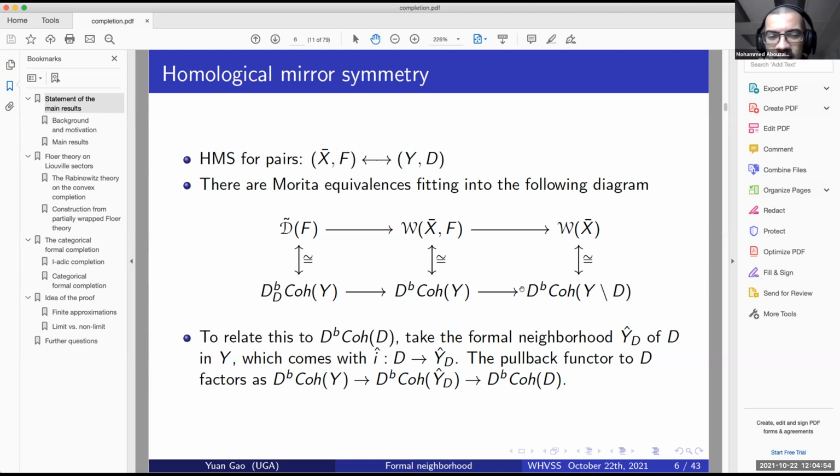Let's see. Okay. The missing part in this diagram is the derived category of coherent sheaves on the divisor D. But it can be related to the other categories via a restriction functor, namely the restriction functor from the derived category of coherent sheaves on Y to that on D, given as the pullback of the embedding from D to Y. Then actually that pullback functor factors through the derived category of coherent sheaves on the formal neighborhood of D in Y. So we can ask a similar question in symplectic geometry, namely, is there some intermediate category through which the mirror to the pullback factors?